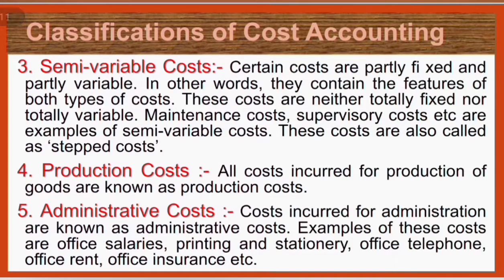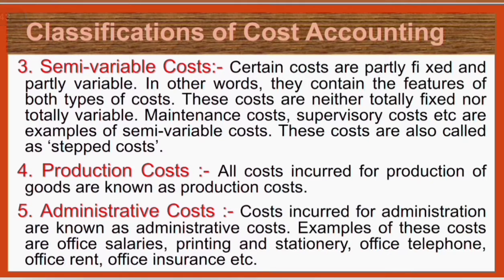Classifications of cost accounting. Number 3. Semi-variable costs. Certain costs are partly fixed and partly variable. In other words, they contain the features of both types of costs. These costs are neither totally fixed nor totally variable. Maintenance costs, supervisory costs, etc. are examples of semi-variable costs. These costs are also called step costs.